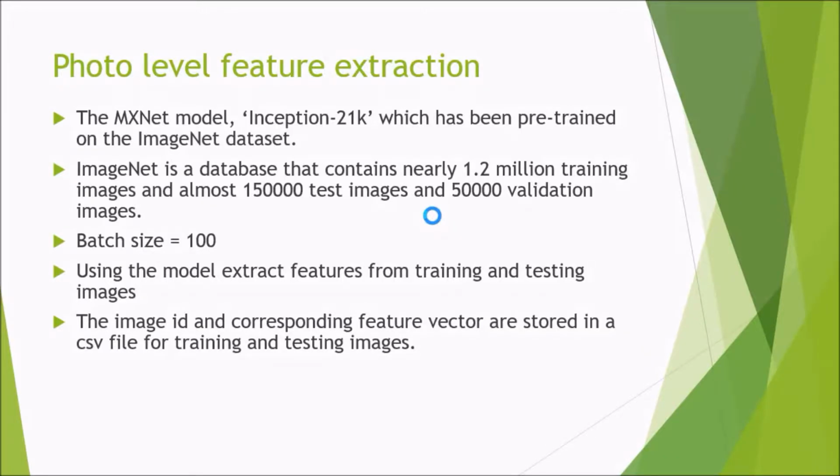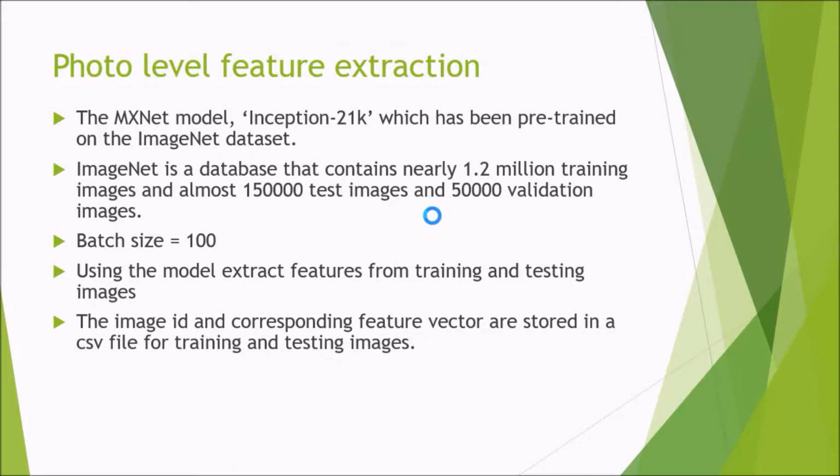Now let's move on to the next phase, which is the photo level feature extraction. The record files which were generated in the previous pre-processing stage form the input for this particular stage. The MXNet model Inception 21K, which has been pre-trained on the ImageNet dataset for up to 9 rounds, is first loaded using the function mx.model.FeedForward.load. Using the mx.io.ImageRecordIter function, a data iterator is created using the record file.